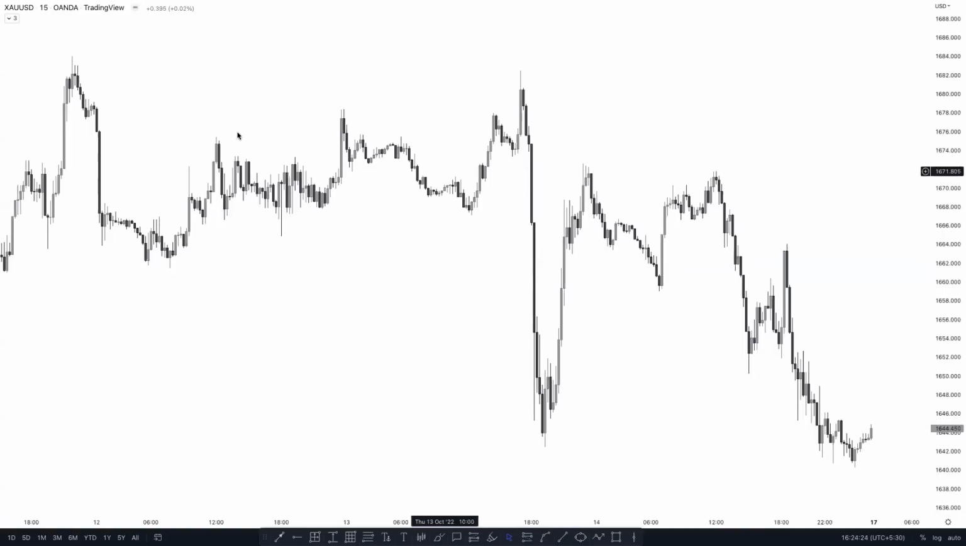So first of all, we will start from the major pairs: Euro USD, GBP USD, Gold, Bitcoin, and some other minor pairs like Bank Nifty and NAS 100. And after that, we will start some quick question and answer. So first of all, start from the Euro USD.